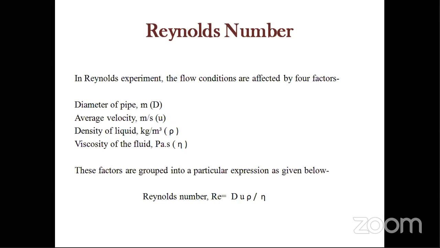Another is the density of the liquid. If you take glycerin, its density is more than water, so depending on the density, its flow differs, and water flows much faster than glycerin. Density is defined in kg per meter cube and is denoted by rho. The viscosity of the fluid also matters. It is defined in Pascal seconds and is denoted by eta.